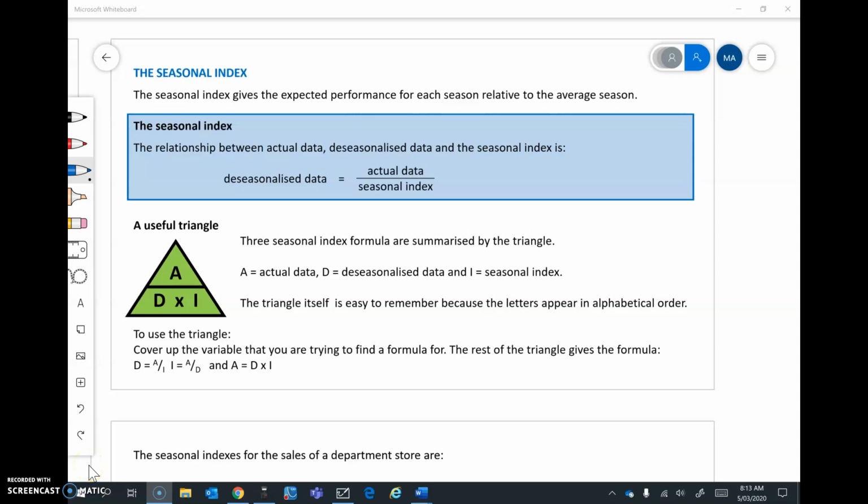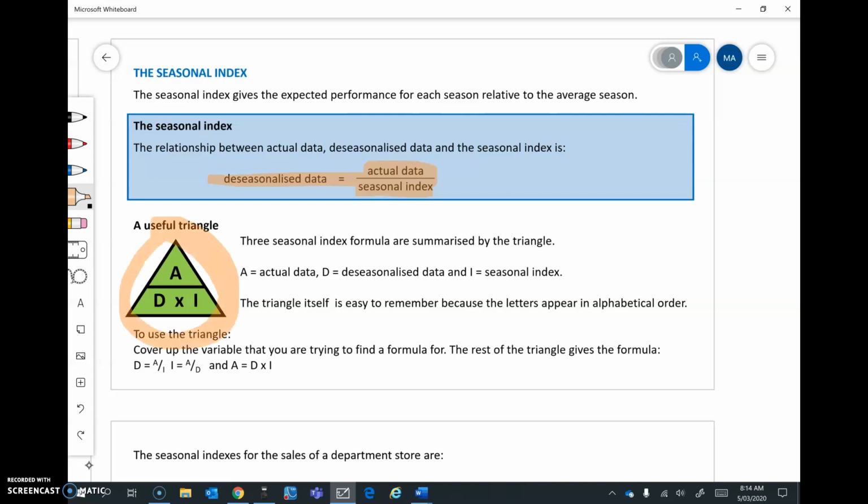G'day General Math students. In this video we're going to be looking at the relationship between actual data, deseasonalized data and the seasonal index, and it's described by this equation shown here. Okay, there's a useful triangle here shown.